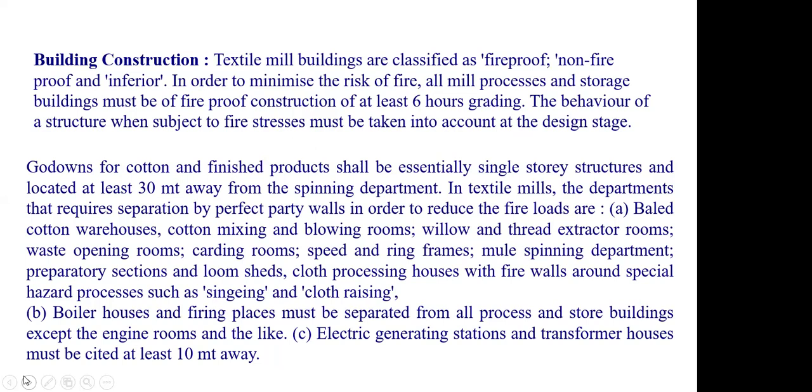And the godowns for the cotton and finished products shall essentially be single-story structures located 30 meters away from the spinning department. The textile mills and departments that require separation should have perfect party walls in order to reduce the fire loads. And also baled cotton warehouses, cotton mixing and blowing rooms, thread extractor rooms, waste opening rooms and carding rooms, speed and ring frames, small spinning departments, preparatory section, loom sheds, and cloth processing houses should have firewalls around the special hazardous process. So it should have proper separation between each manufacturing process.